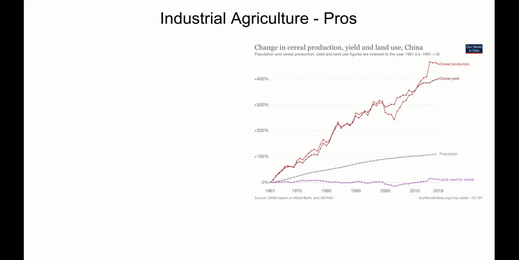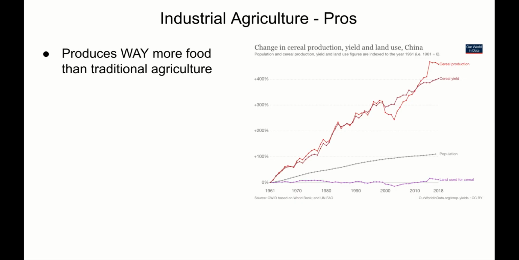All right, let's talk about the pros and cons of industrial agriculture. Remember, it encompasses all of these different techniques that we've been talking about, from use of heavy machinery to use of chemical fertilizers to use of pesticides to use of GMOs. What are the pros of industrial agriculture? The number one pro is that it produces way more food than traditional agriculture.